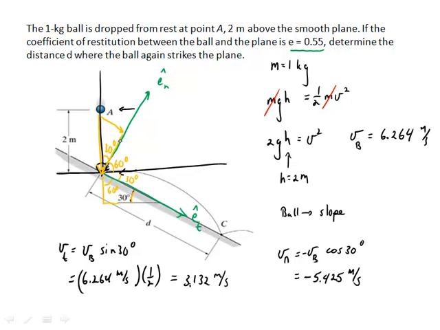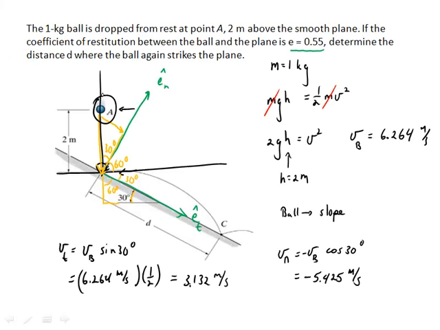So now I know the component of the velocity normal to the surface before the collision with the surface is 5.425. Now I can use the coefficient of restitution equation to figure out what the velocity is afterward, the normal component of the velocity. So restitution says E is equal to U sub A normal minus U sub B normal over V sub B normal minus V sub A normal.